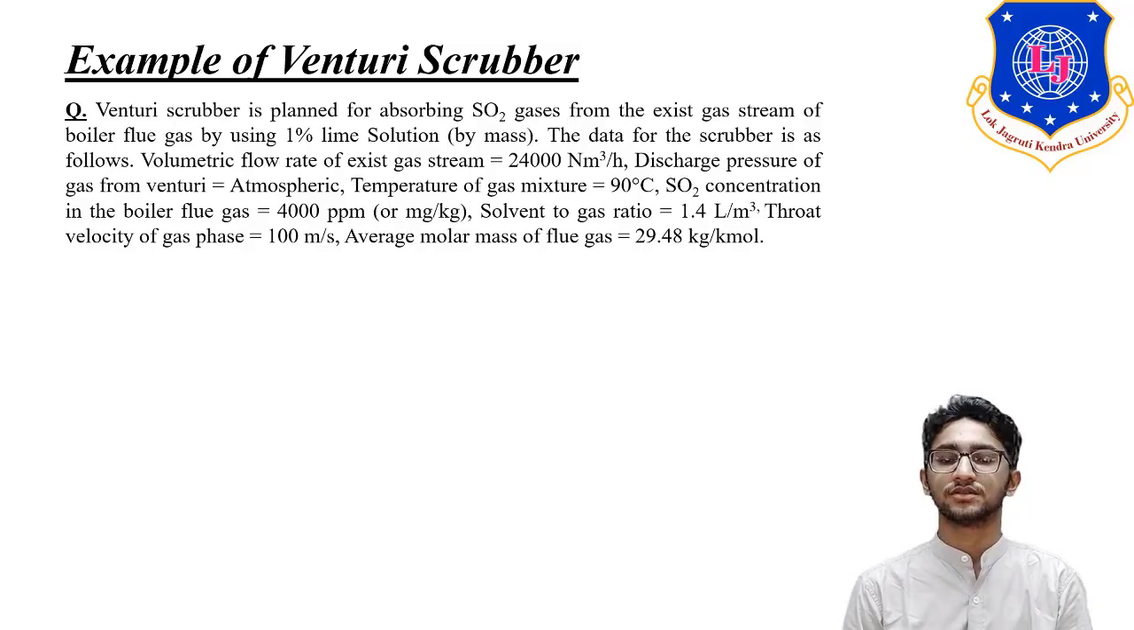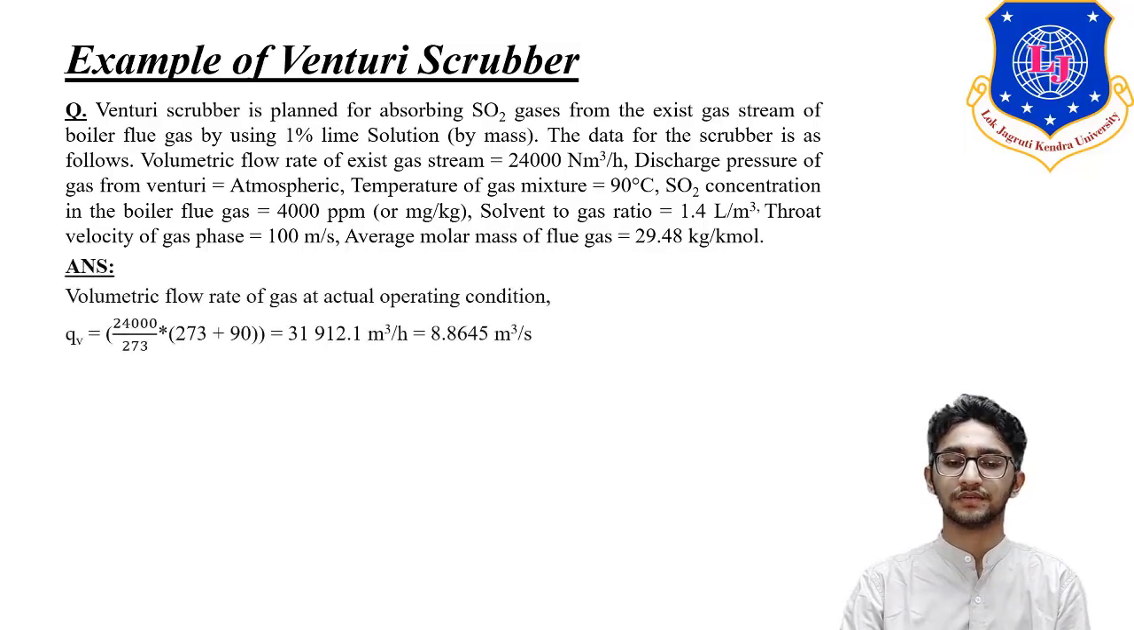So the question is to absorb SO2 gas from the exit stream of a boiler flue gas by using 1% lime solution. The data for the scrubber are given as follows: volumetric flow rate of the exit gas stream is 24,000 meter cube per hour at normal conditions. Discharge pressure of the gas from the Venturi is atmospheric. Temperature of the gaseous mixture is 90 degrees Celsius. SO2 concentration in boiler flue gases is 4000 ppm. Solvent to gas ratio is 1.4 liter per meter cube. Throat velocity of the gas phase is 100 meter per second, and average molar mass of the flue gas is 29.48 kg per kilomole. So we will start with the answer.